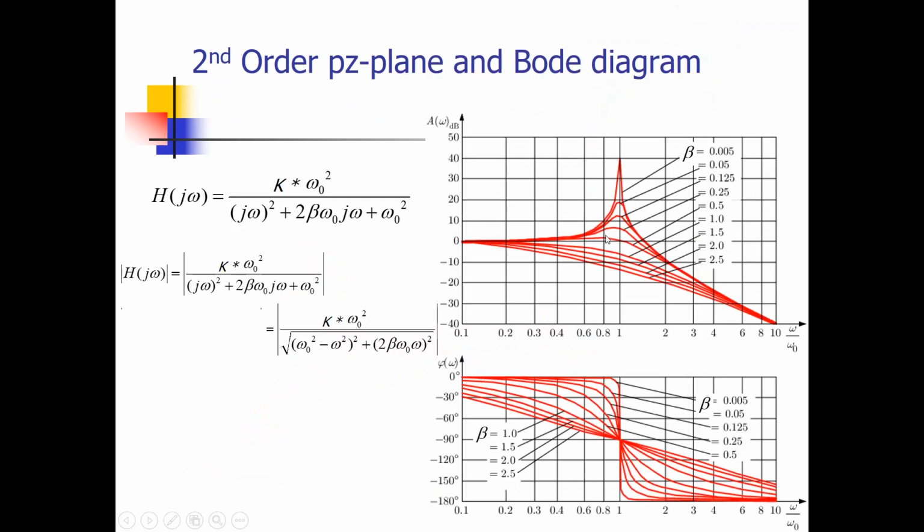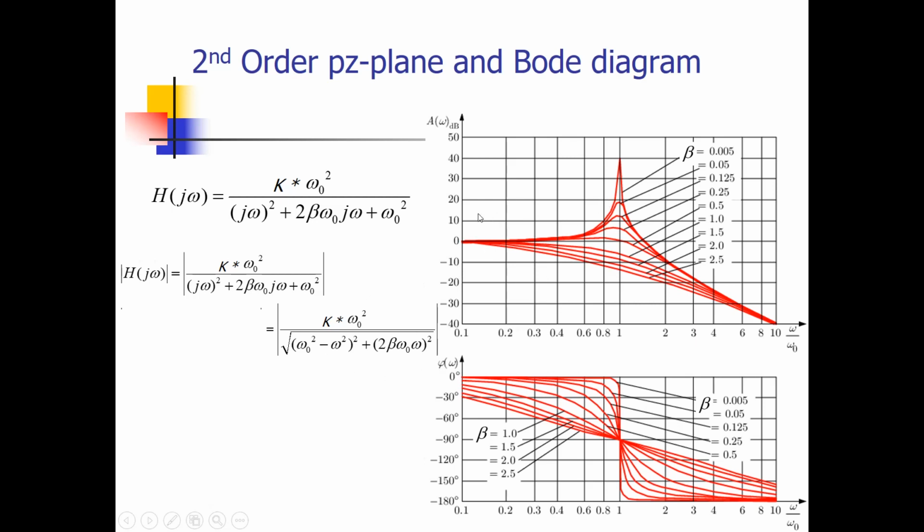Now let's look at the frequency domain with the Bode plot. And in the frequency domain, I replace s by j omega. So my transfer function is now equal to k times omega 0 squared divided by, this was my s, so it's now (j omega) squared plus 2 times beta times omega 0 times j omega, plus omega 0 squared. In the Bode plot, I have my Bode amplitude plot and my phase plot.